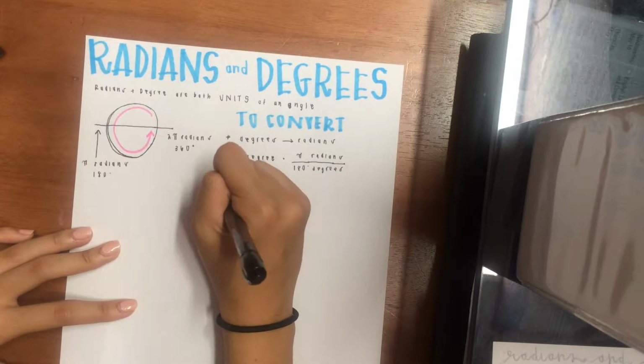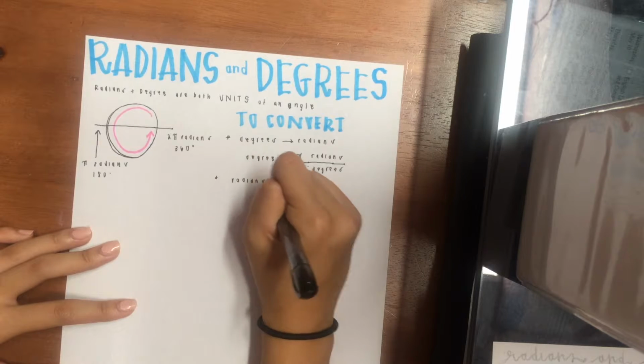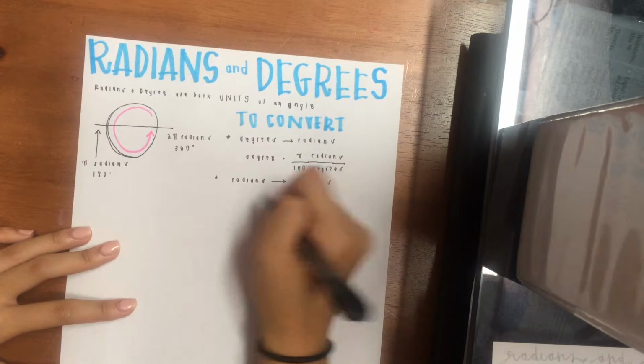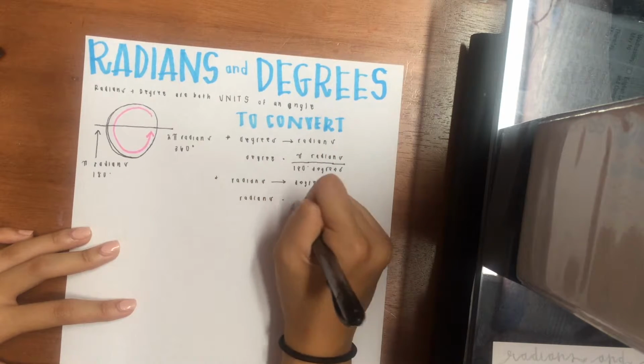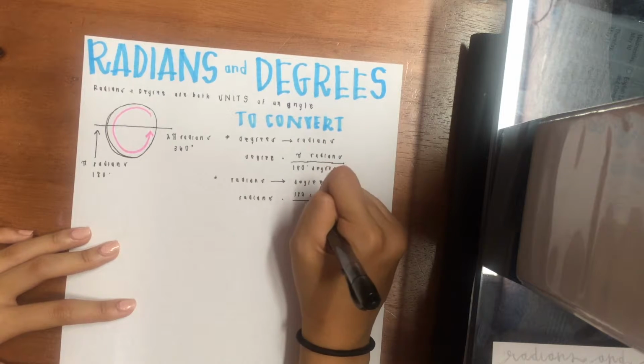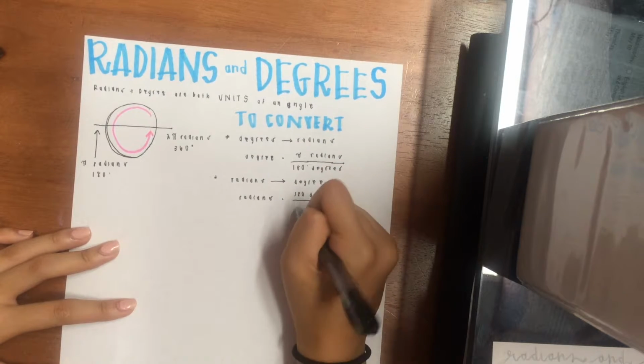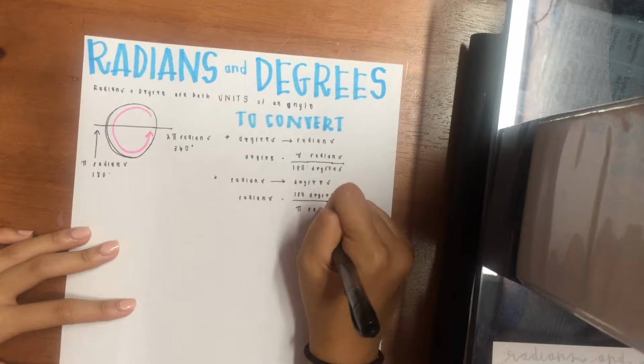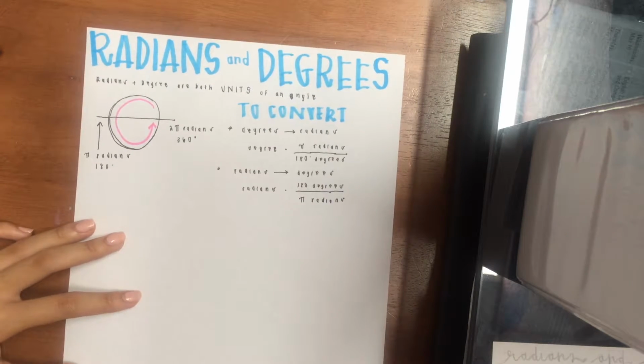To convert from radians to degrees, we're going to multiply the radians by 180 over pi radians. The pi would cancel out, leaving us with just regular numbers to multiply across to come up with our degrees.